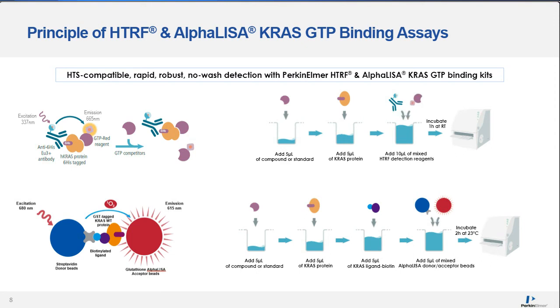The assay principle goes as follows. Compounds then tagged recombinant KRAS proteins are dispensed in miniaturized plates. Finally, HTRF or AlphaLISA detection reagents based on anti-tag strategy and fluorescent or biotin GTP derivative are introduced prior to the incubation for 1 or 2 hours.